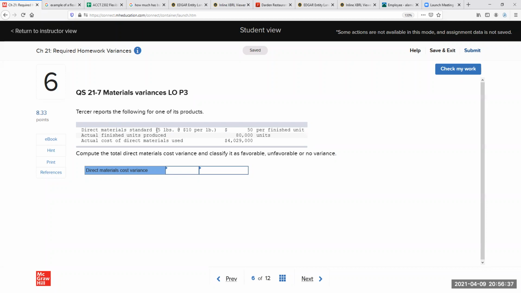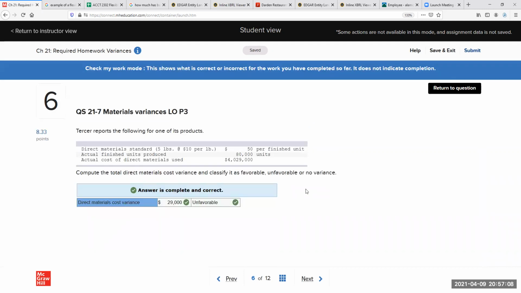So the materials are 5 pounds at $10 a pound, so $50. If it's $50 and you make 80,000, how much should you have spent? 4 million. 80,000 times 50 is 4 million, and you actually spent 4,029,000. So the materials cost variance is 29,000. Now, is it much more or less? So it's unfavorable. It's more than it was supposed to be.